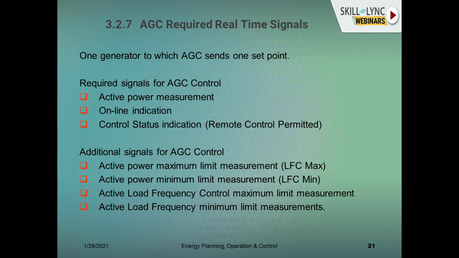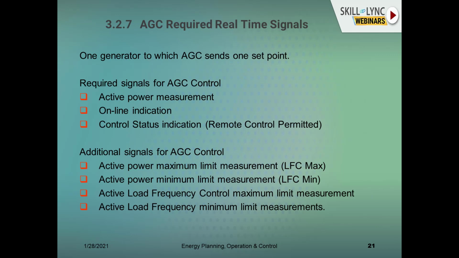It has to have a continuous flow of the active power from all the generators all the time, and whether the generator is connected or not connected, and the control status, which is whether the generator is under remote or local control. For example, if a generator is set under local control, the power stations say, no, we will control our generator by ourselves.